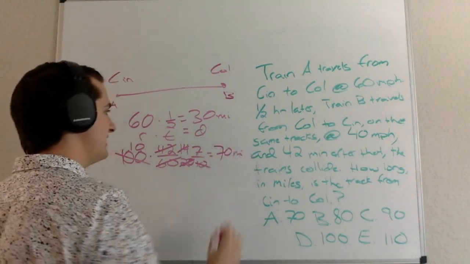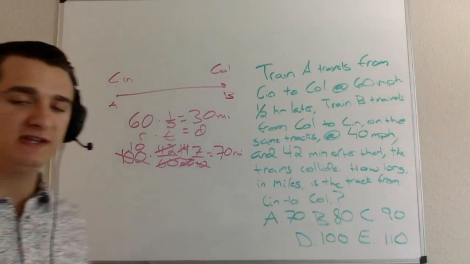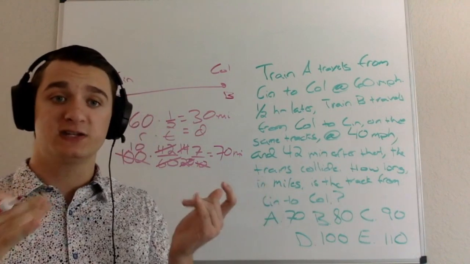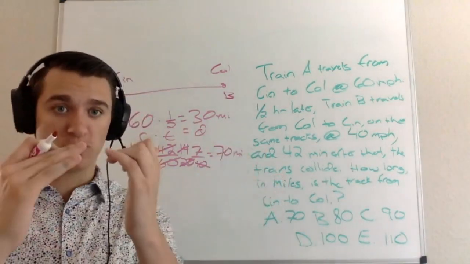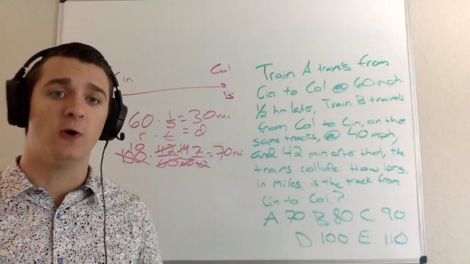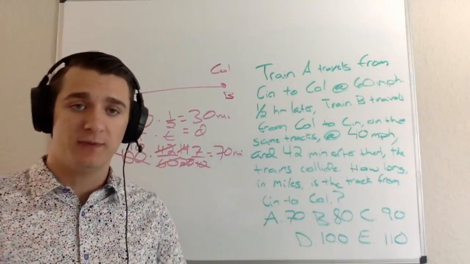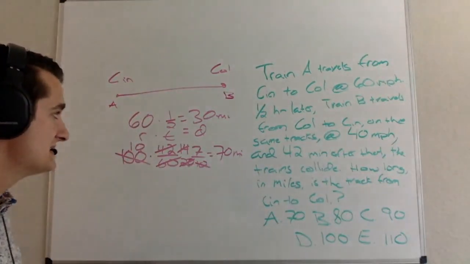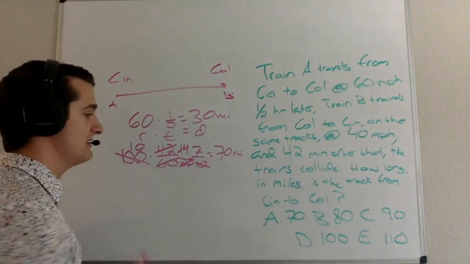And what you can see here is that when they were traveling together, I just combined the rates, right? Because they're both working towards the same end. They're both working towards the same goal. And then I just multiplied that by the time, and I got the distance. And so that's a total of 70 miles.